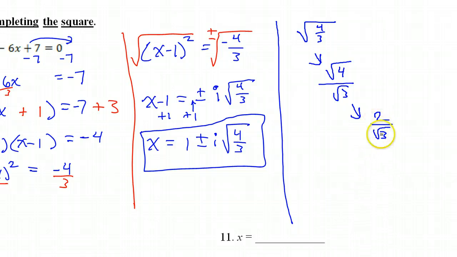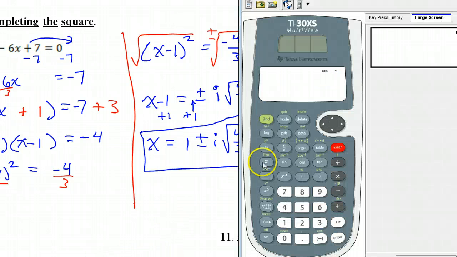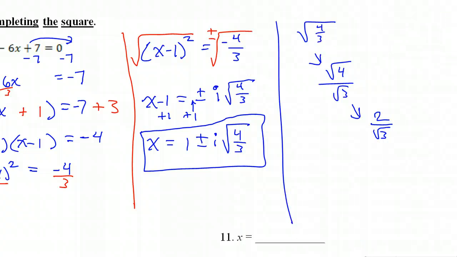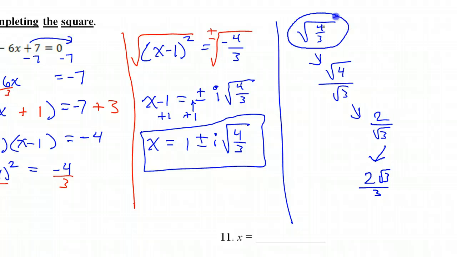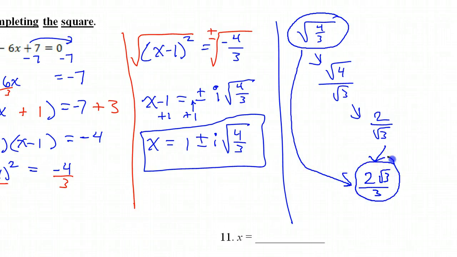Now, you could put this in your calculator, is the thing. Okay, watch this. 2 over the square root of 3. That is 2 radical 3 over 3. And this is really what you're supposed to do. So this gives you 2 radical 3 over 3. So all this came from radical 4 over 3. Okay, so what you're really supposed to do is replace the radical 4 over 3 with 2 radical 3 over 3.